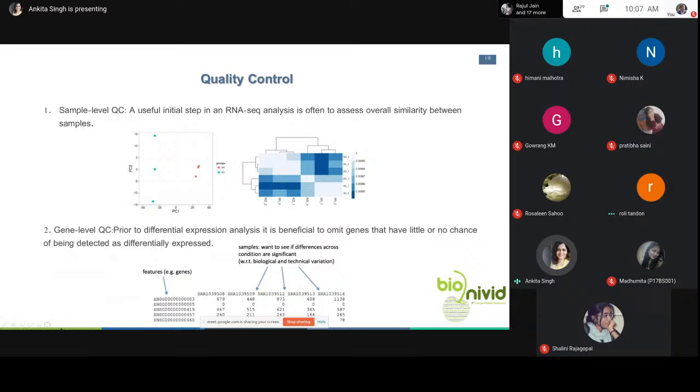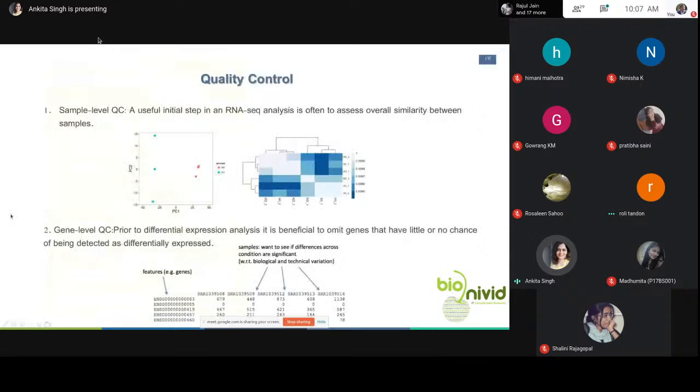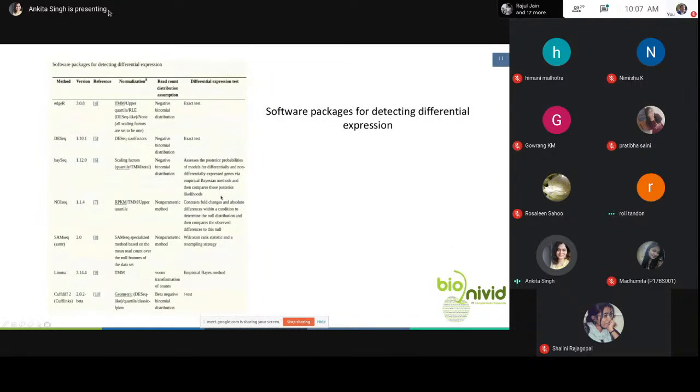Also, when you are performing anything with DESeq, you don't have to worry about all these things. These steps are done by DESeq itself. But when you are doing EdgeR, then I think you have to perform these steps prior to doing differential gene expression. So these are the different software packages for detecting differential expression. You have EdgeR, you have DESeq.